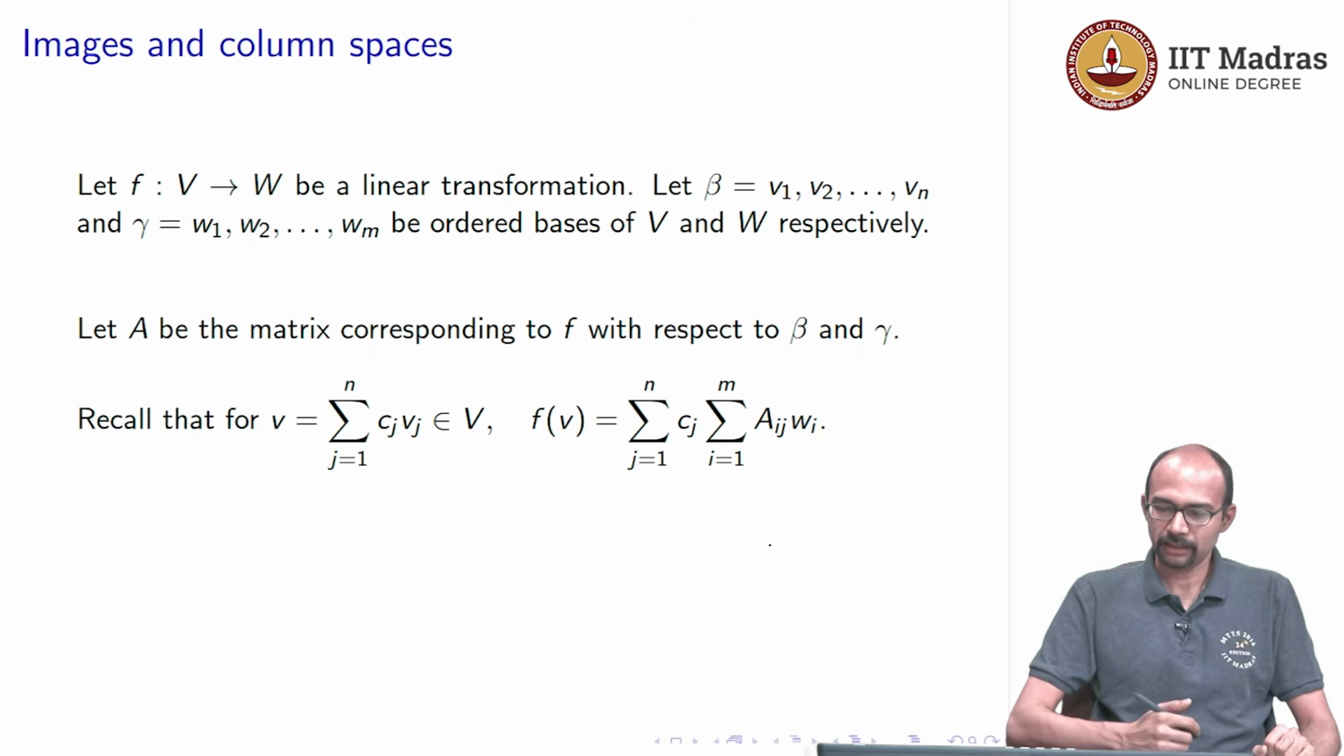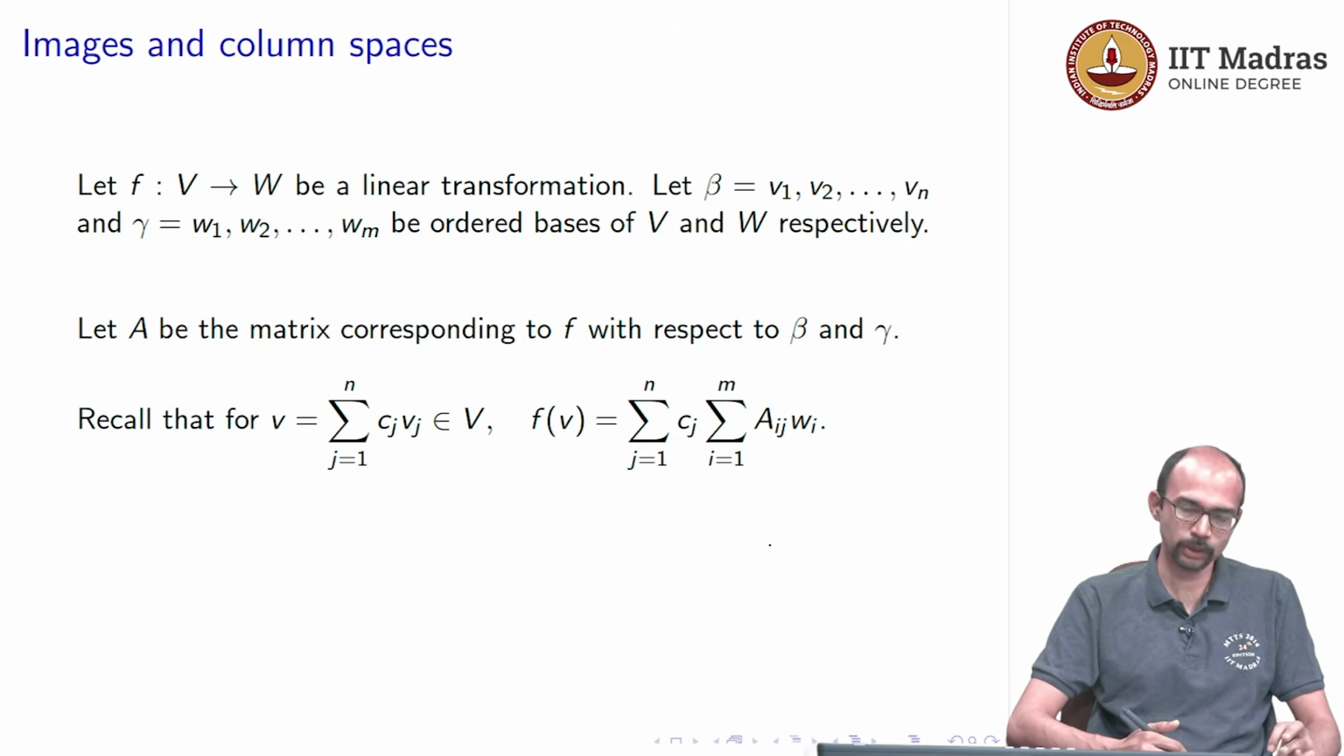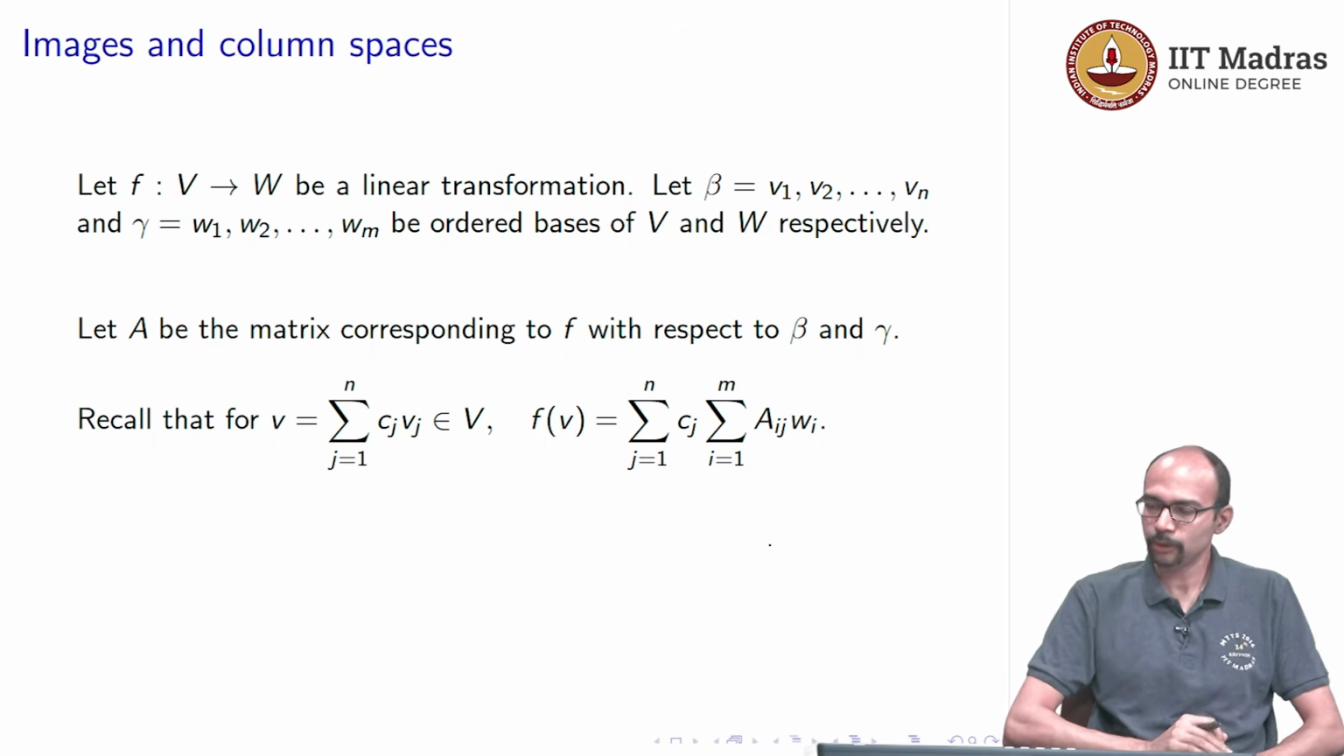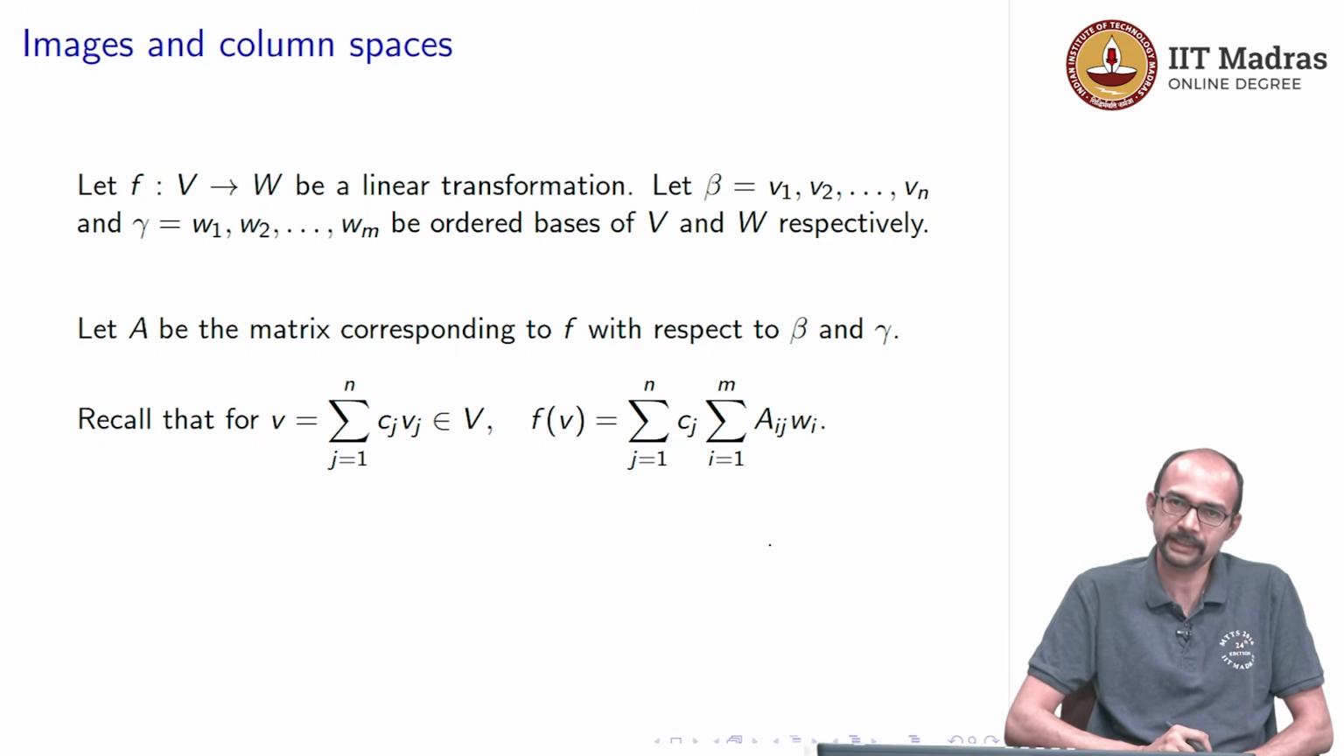So, now again recall that for v equal to the summation c j v j, f of v is the summation c j times the summation a i j w i. If you interchange the summations, which we can do because it is a finite sum, you get the summation over i from 1 through m of the summation a i j c j times w i. So, the coefficient of w i is the summation a i j c j over j.